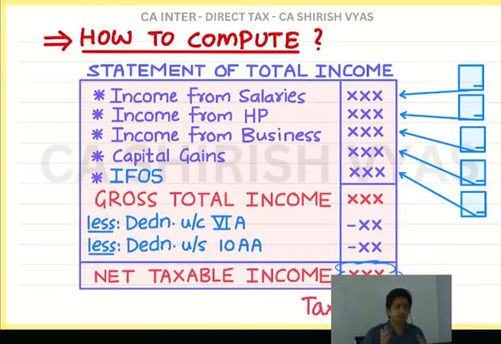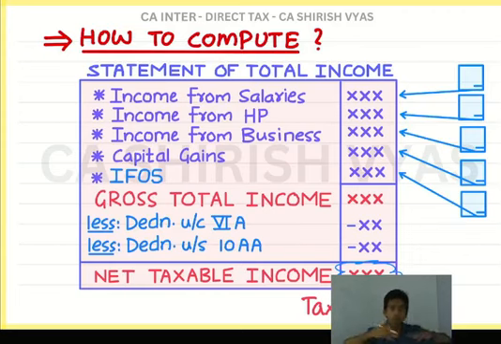You know why I have to convince students? Because a general layman will think, income from other sources, sir, you started with it? How funny. Trust my experience. Soon, time and again, I will prove why I started with income from other sources. That time you will say salute, that was the best topic to start with.